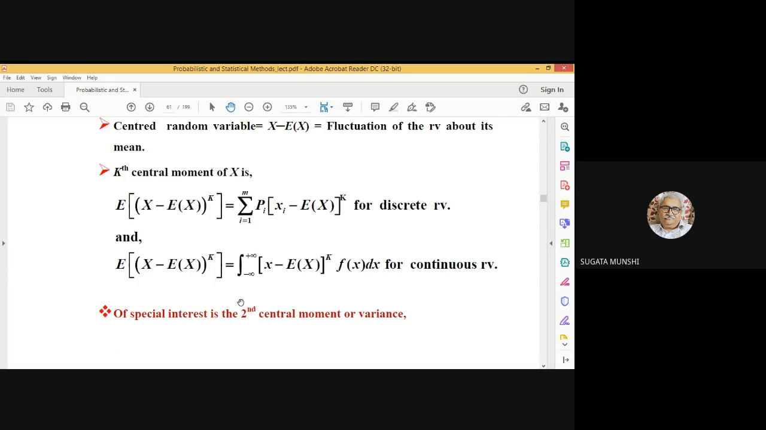Of special interest is the second central moment or variance. So I have already deliberated on variance anyway.